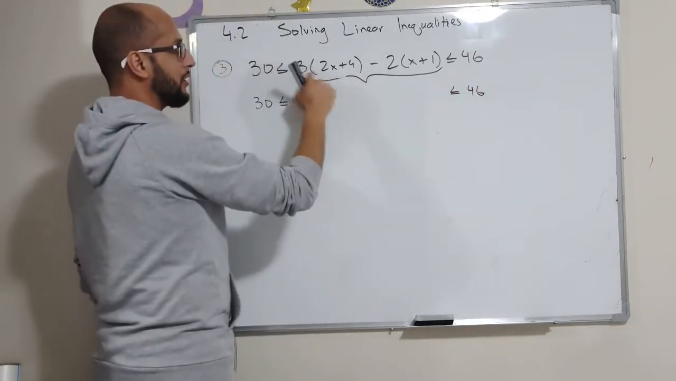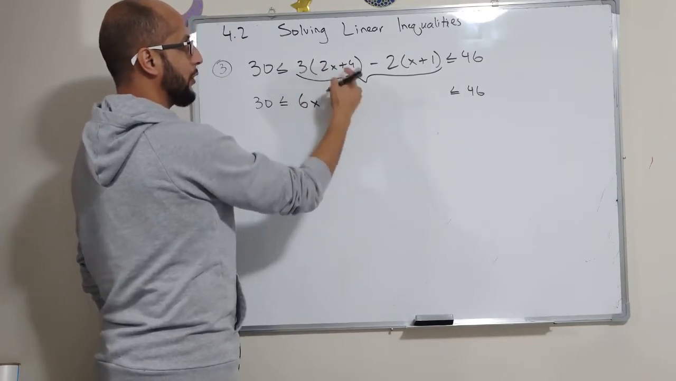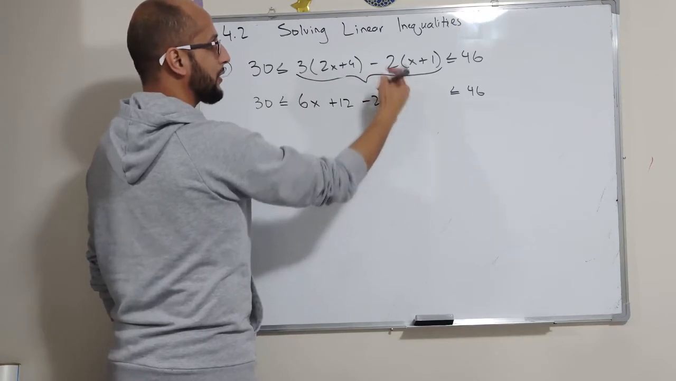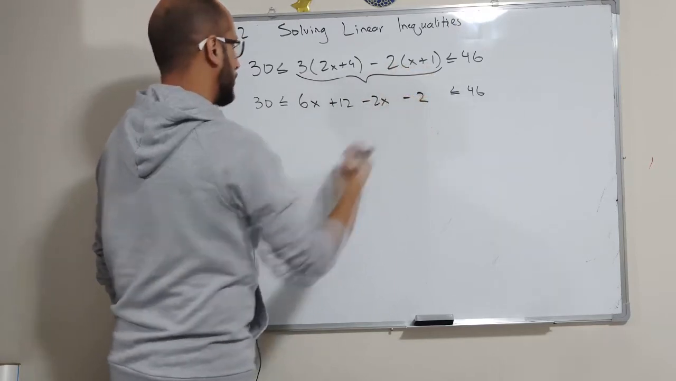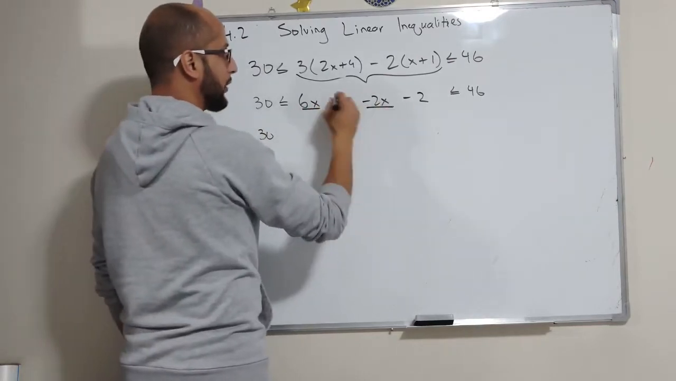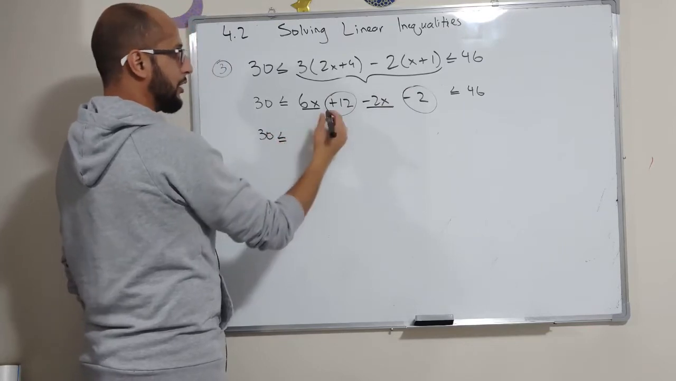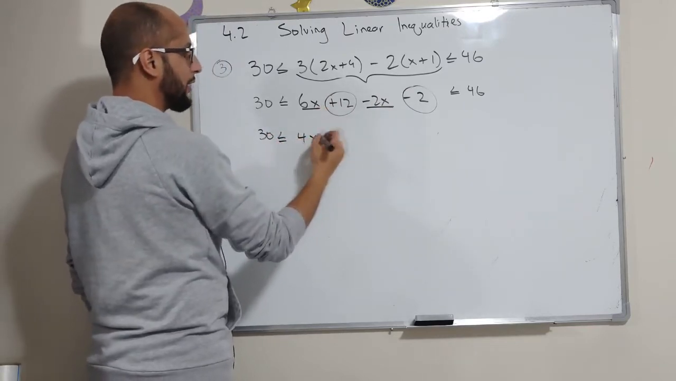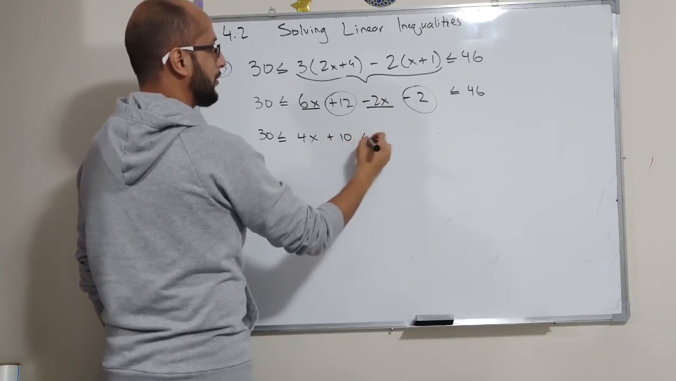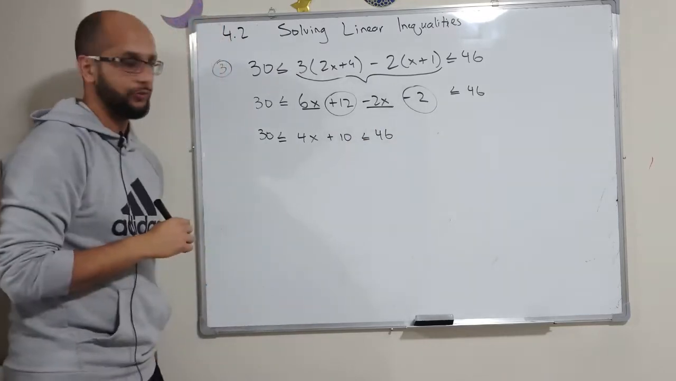We're going to expand this. 3 times 2x plus 4. 3 times 2x is 6x. 3 times 4 is 12. Negative 2 times x is minus 2x. Negative 2 times 1 is minus 2. Let's continue to group our like terms. So 6x and minus 2x, and then 12 and negative 2 will be combined. Less than or equal to 6x minus 2x is 4x. 12 minus 2 is 10. This is now the inequality we need to solve.